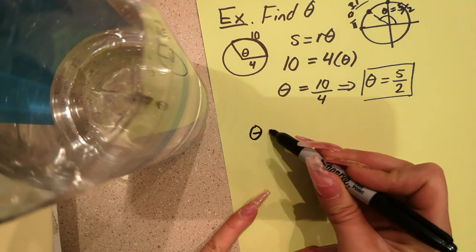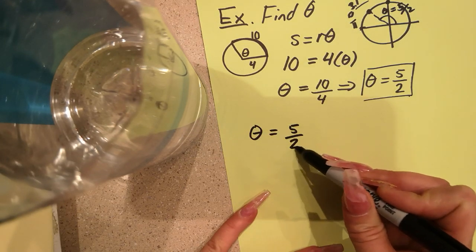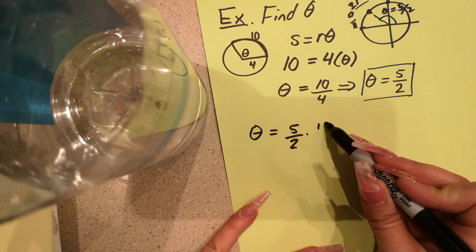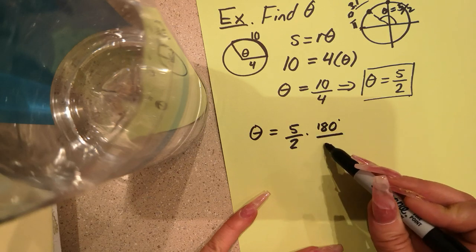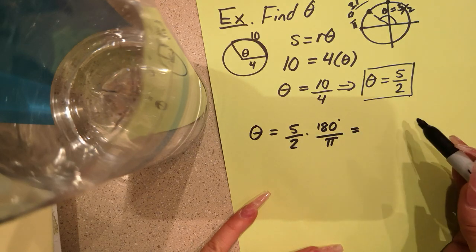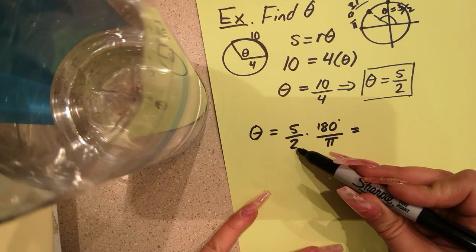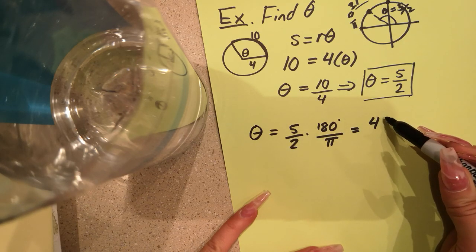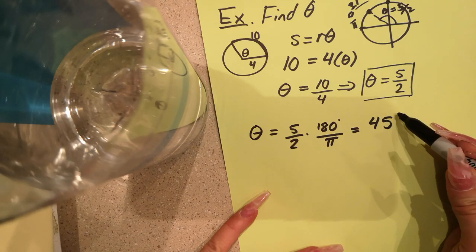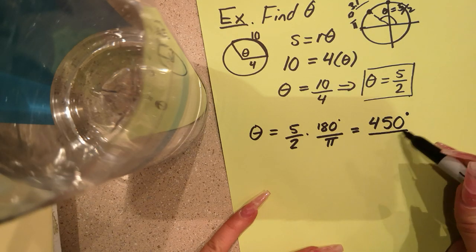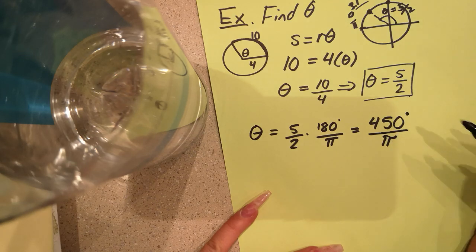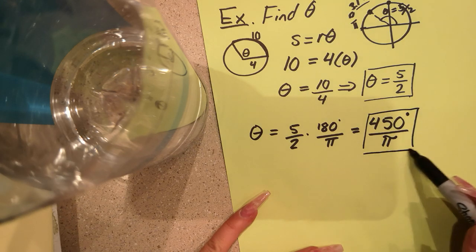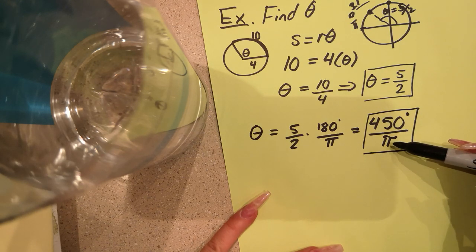But if I wanted to, I could convert this to degrees. Not really necessary. But what if I take 5/2 and multiply it by 180 degrees over pi? What would that be? 180 divided by 2 is 90 times 5. So that's 450 degrees over pi. This is like 450 degrees divided by 3.14, which is a little bit less than 150 degrees.